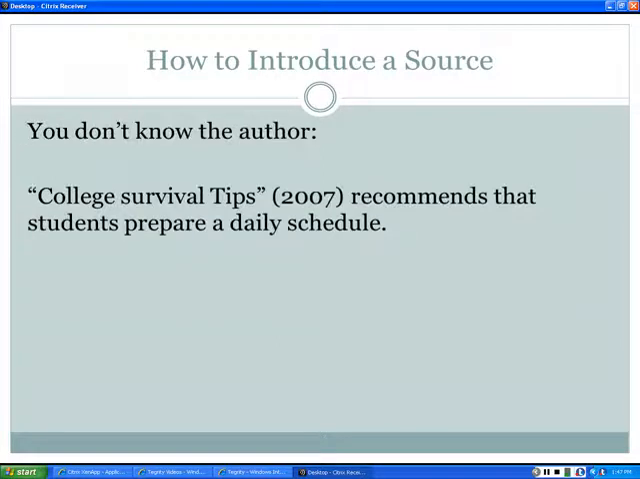Here's another example. In this one, the writer doesn't know the author of the article College Survival Tips. So they just don't include the author. Instead, we get College Survival Tips, 2007, recommends that students prepare a daily schedule. This is also fine.